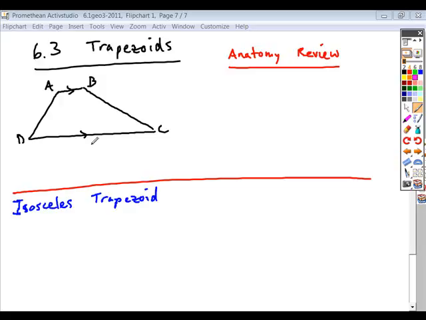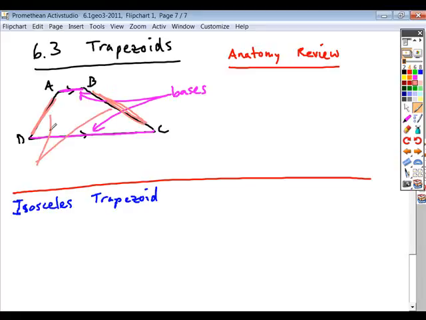A couple things to keep in mind. The sides that are parallel to each other in a trapezoid are called the bases. Okay, and then the sides that are connecting the parallel sides, the non-parallel sides, are called legs.